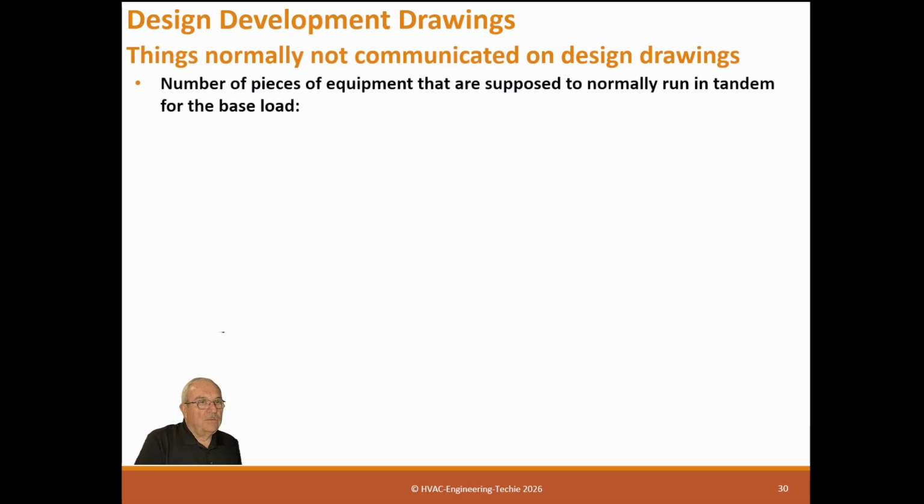Number of pieces of equipment that are supposed to normally run in tandem for the base load. That's important so that the operators understand that one machine or two machines will take care of the load, and the third machine or fourth machine or whatever it is, is there for standby purposes.